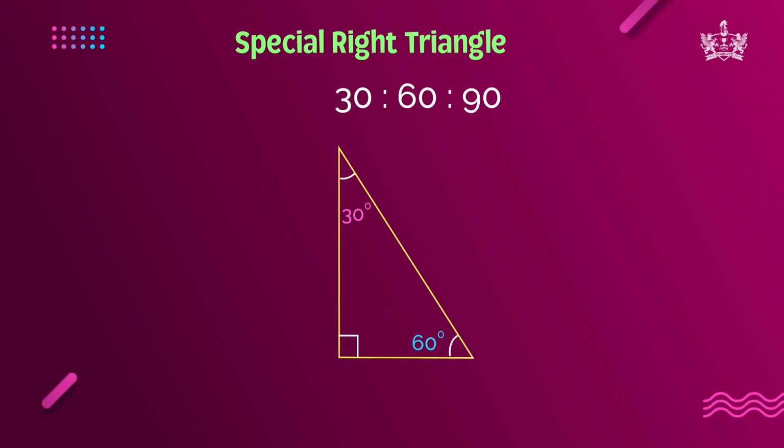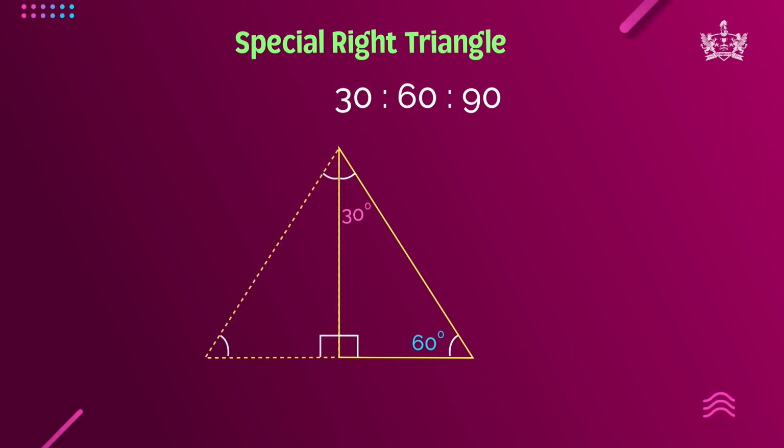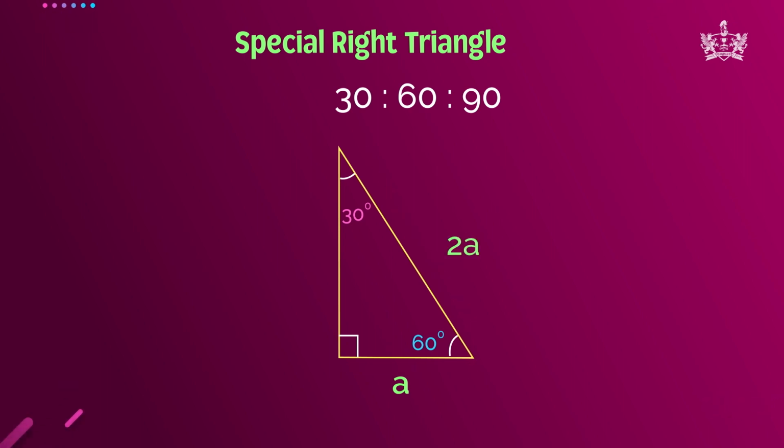Let's start with the smallest side, or the side opposite to the 30-degree angle. Since this is half of an equilateral triangle, we know that the smallest side must be half of the side opposite to the 90-degree angle, or hypotenuse. That's easy enough, right? But what about the side opposite to the 60-degree angle? That side will always be the smallest side times the square root of 3.